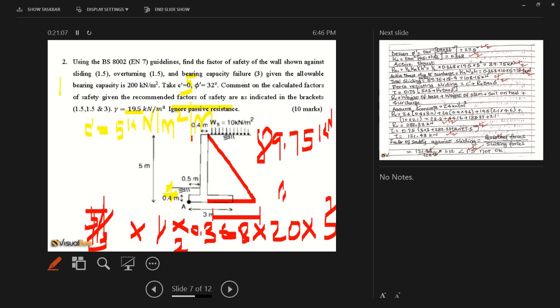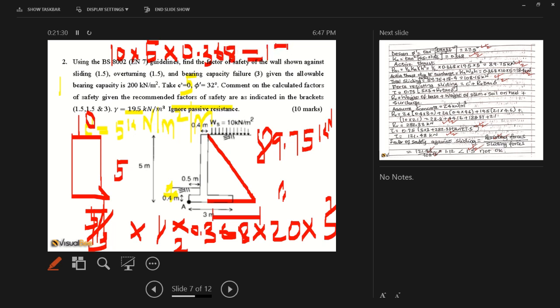Then the distribution due to the surcharge, so this is 10 and this is 5. Due to surcharge is just 10 times 5, but please don't forget to multiply with the coefficient of lateral earth pressure, which is 0.368. This gives a value of about 14.5 kilonewtons.